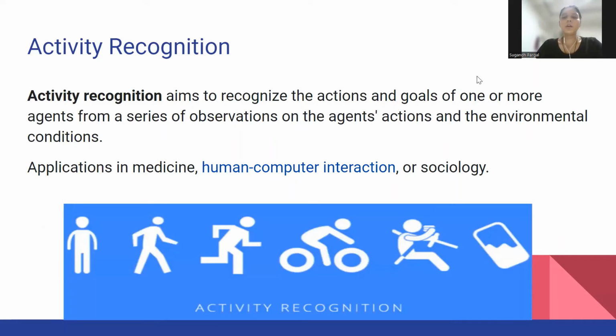The next kind of activity sensing is activity recognition. The majority of the works targeting this research problem are aimed at activity recognition. Activity recognition aims to recognize the actions and goals of one or more agents from a series of observations of the agents' actions and the environmental conditions. This is applicable in medicine, human-computer interaction, or sociology.